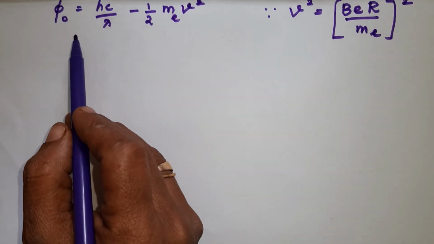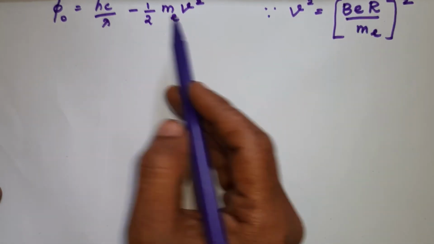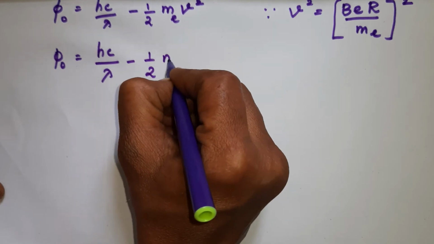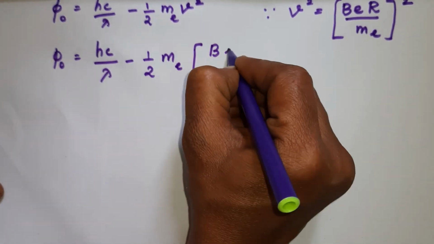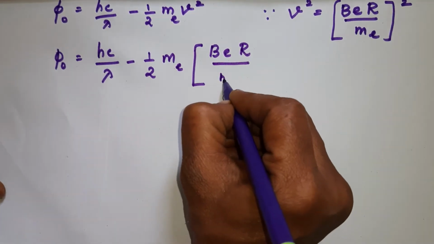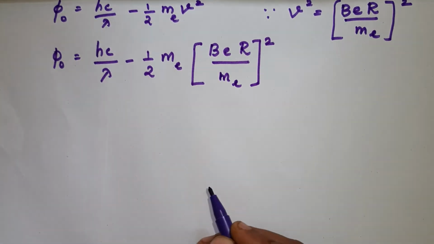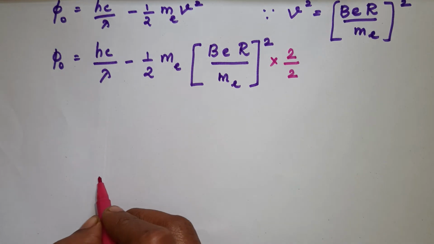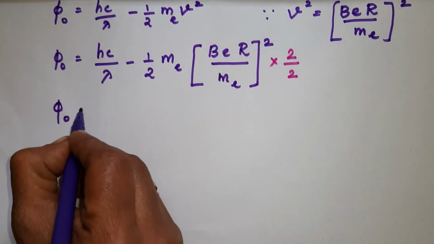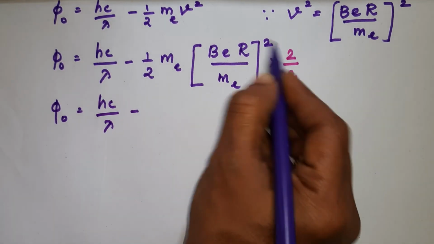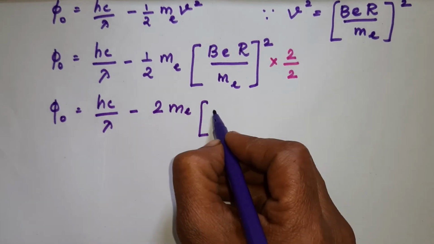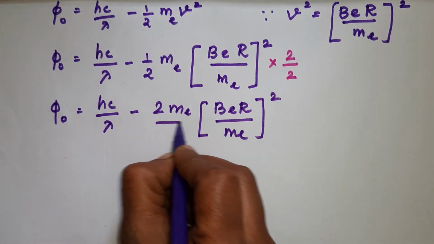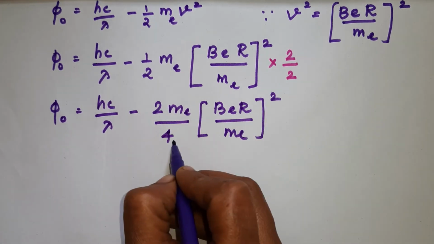We need to find the work function, and we substitute the value of v square here. Therefore, phi naught equals hc by lambda minus half m e into B e r divided by m e, the whole square. For our convenience, we multiply this term alone by 2 and divide by 2. Therefore, phi naught equals hc by lambda minus 2 m e into B e r divided by m e the whole square, and here it is 4, since 2 twos are 4.